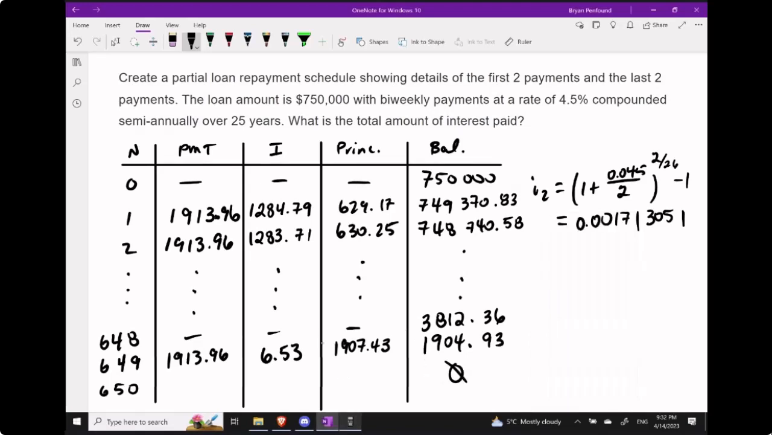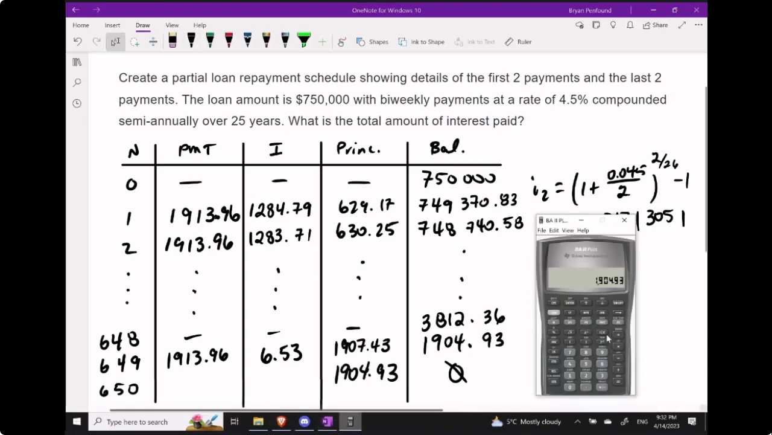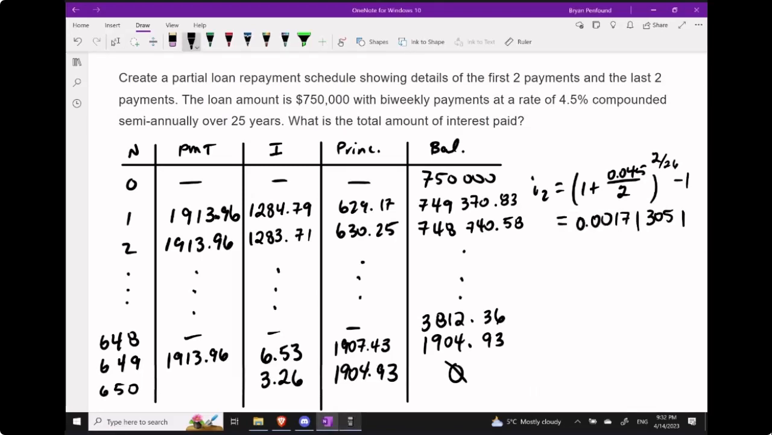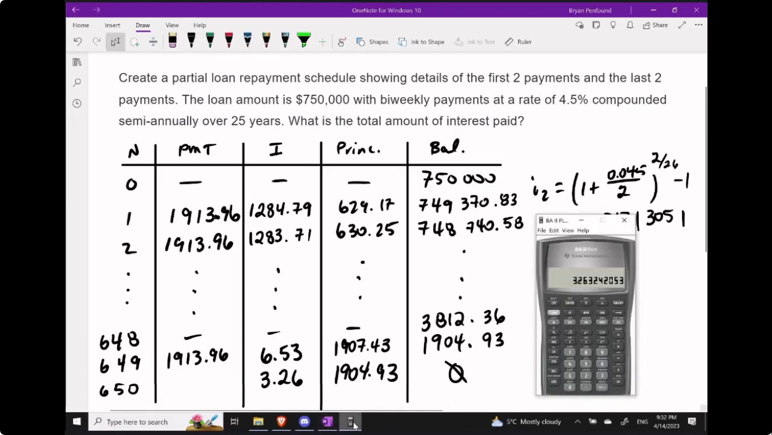So in other words, we know that at the end of this last payment, we should have a zero balance. And the principal amount that we should be paying in this last payment period should be $1904.93. If we take this $1904.93 and multiply it by I2, we can figure out how much interest we need to charge during this particular payment period, which is $3.26.